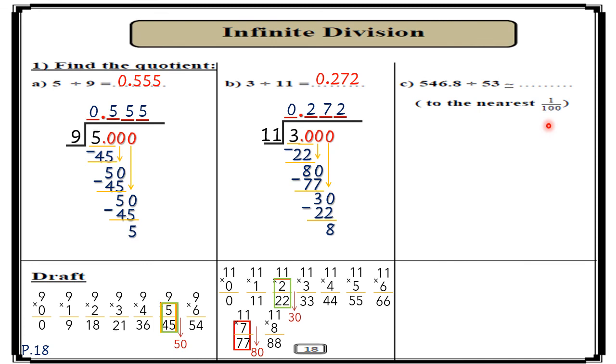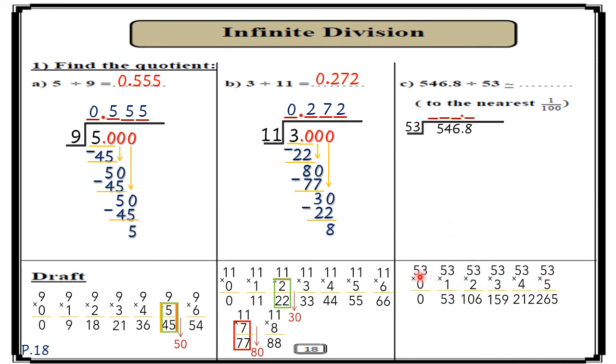Okay, let's start. Here we have D4. Here I have 546.8 divided by 53. Here I have 3 digits, so 3 places, then the decimal point, and 1 decimal place. But remember, we need to stop at the third decimal place. Now I have to write the table of 53 like this, and let's start.